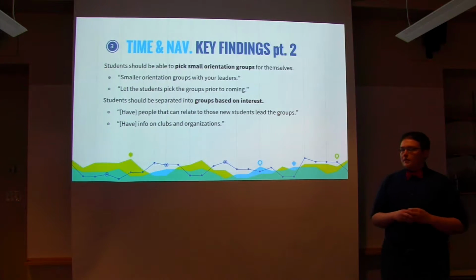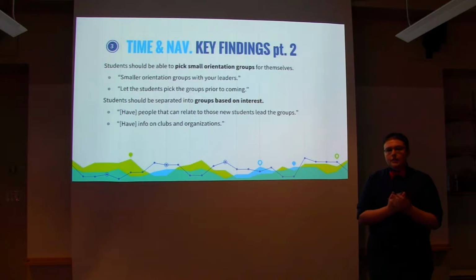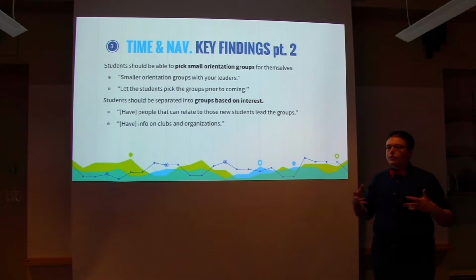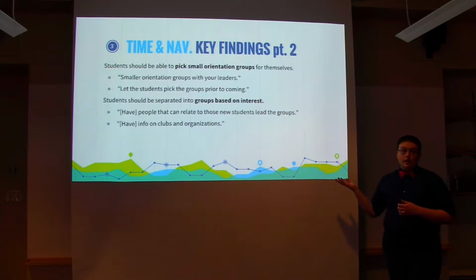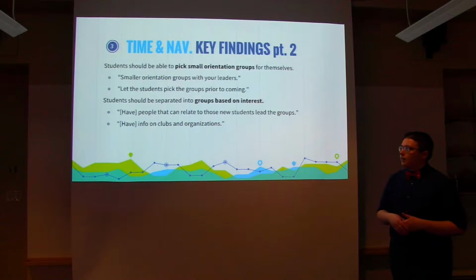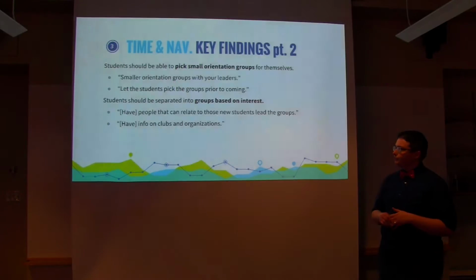The second part of time and navigation, because there's quite a bit, is they'd like to be able to pick their own orientation groups, and they'd like those orientation groups to be very small, because currently there's like a dozen to 20 students. They have nothing in common except for their last name. It's usually just the first letter of their last name. They're just kind of lumped together and thrown out there with the one orientation leader. And they also want it to be based on interest, to be able to relate on some level with the people in their group.